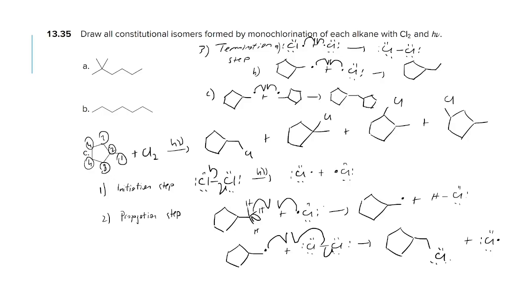But the important thing is the formation of the product in the propagation step, and also in the termination step, the formation of the desired chlorination product. I think we forgot to add chlorine here, and lone pairs. Thank you so much for watching the video.